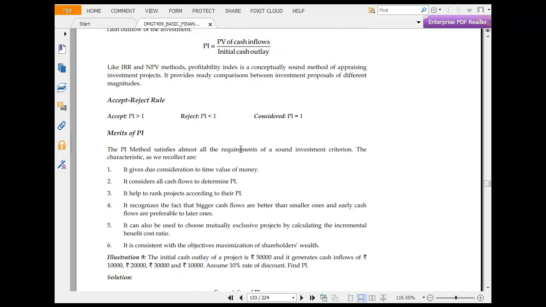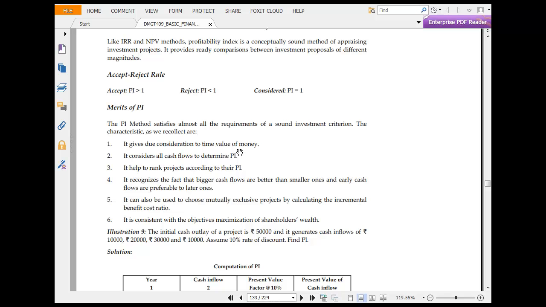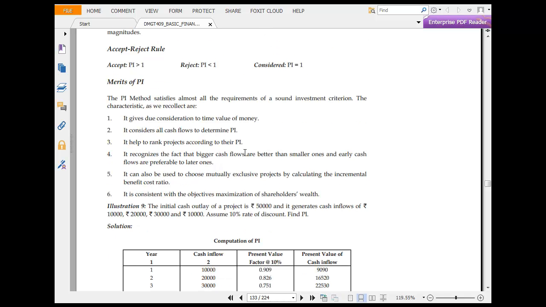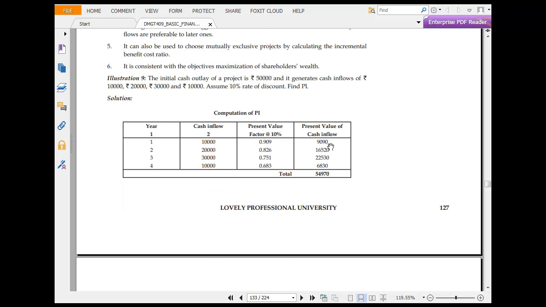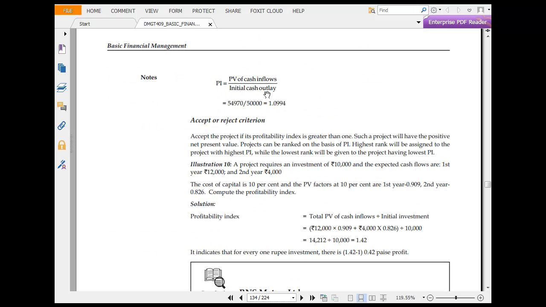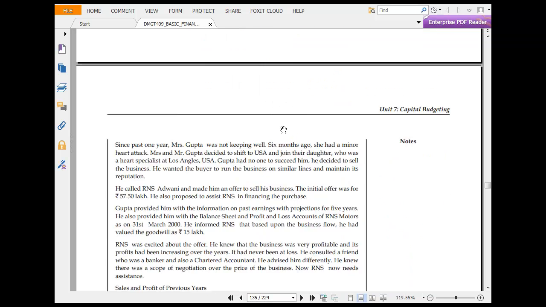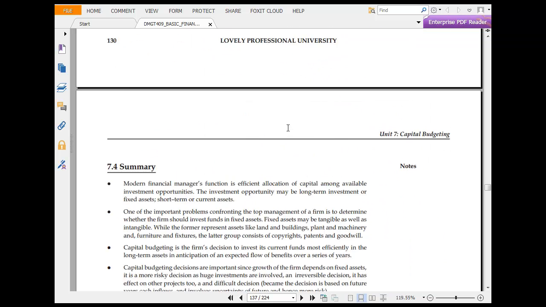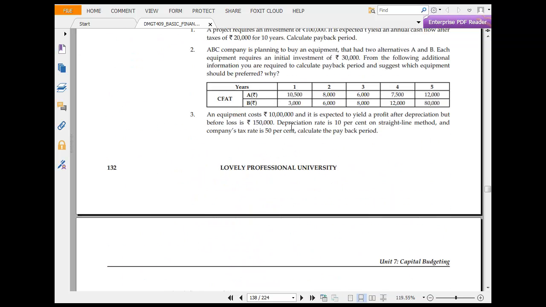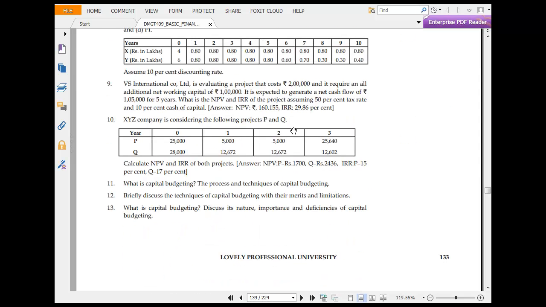If PI is greater than 1, accept. PI satisfies almost all criteria, it gives consideration to time value, and it considers all cash flows. So present value factor: present value upon initial outflow. So that is the PI factor, which takes into account everything. That was very quickly about capital budgeting.